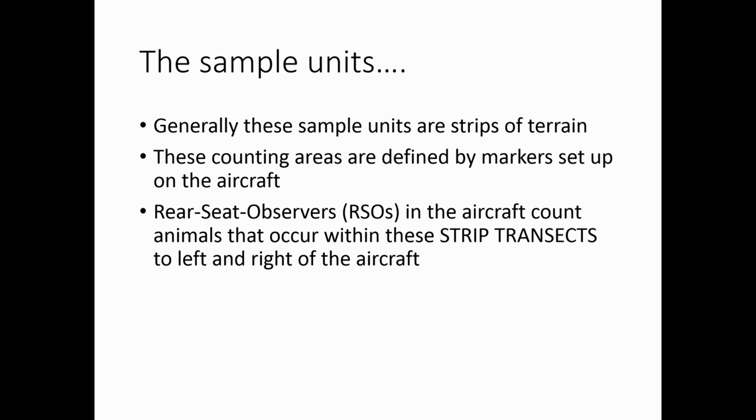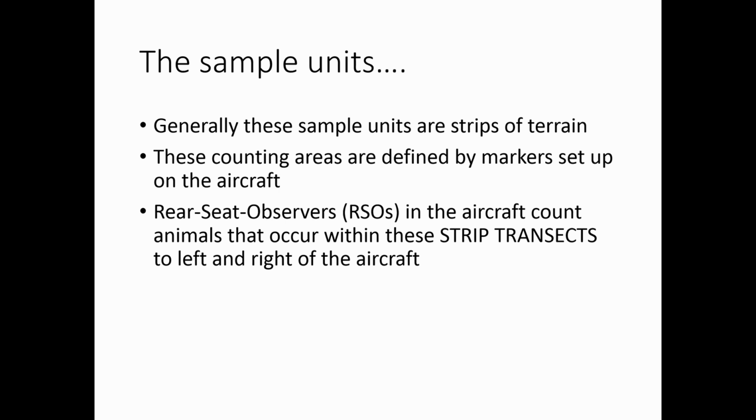So they are strips of terrain, and the important thing is you know how big those strips are, because if you counted 50% of the terrain, and you're confident about that, then you know that if, for example, you counted 50 giraffe in 50% of the terrain, then you might be looking at 100 giraffe in 100% of the terrain. It's as simple as that.